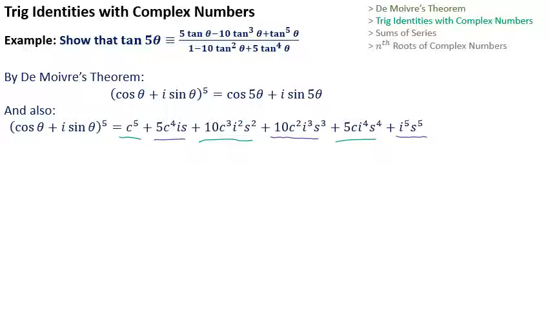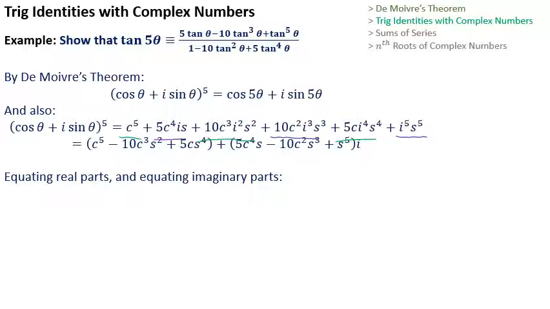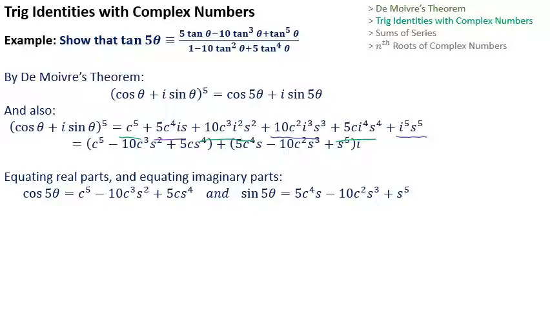Once we take those and sort them out, i to the 4 will just disappear completely, but i squared will turn into -1, i cubed will turn into -i, and so on. We should be able to generate something like this. I'm going to leave it in that form for the moment, and we're going to equate the real and imaginary parts. So cos 5 theta from the top line we wrote is equivalent to cos to the 5 minus 10 lots of cos cubed sine squared plus 5 cos sine to the 4. And we get a similar expression for sine 5 theta.